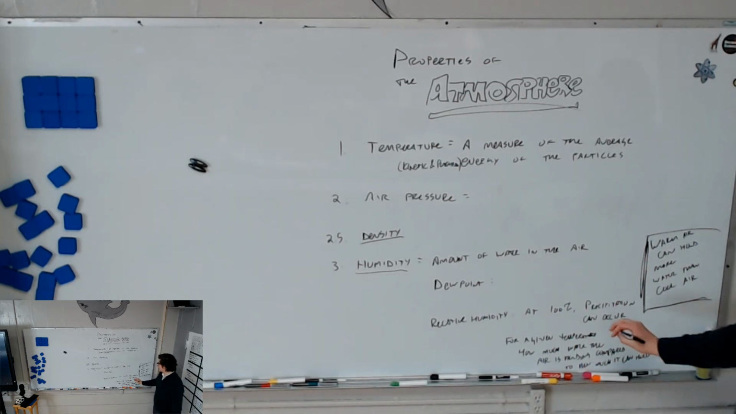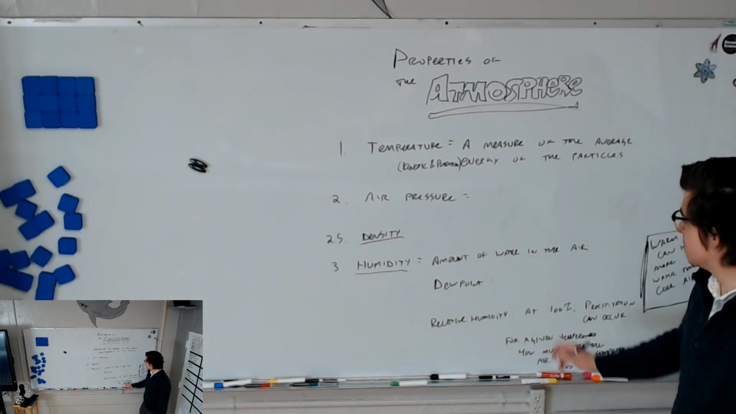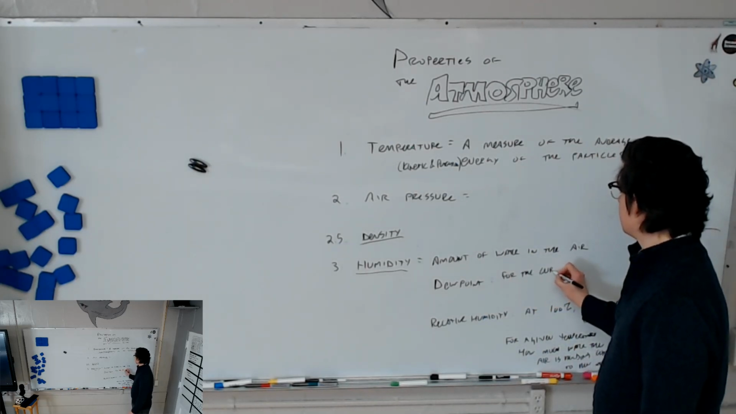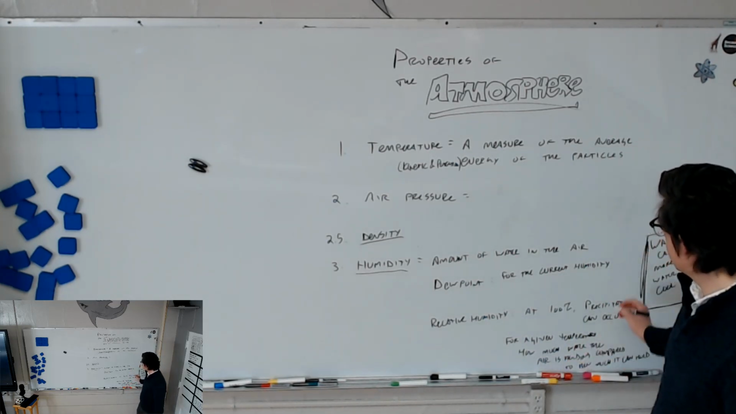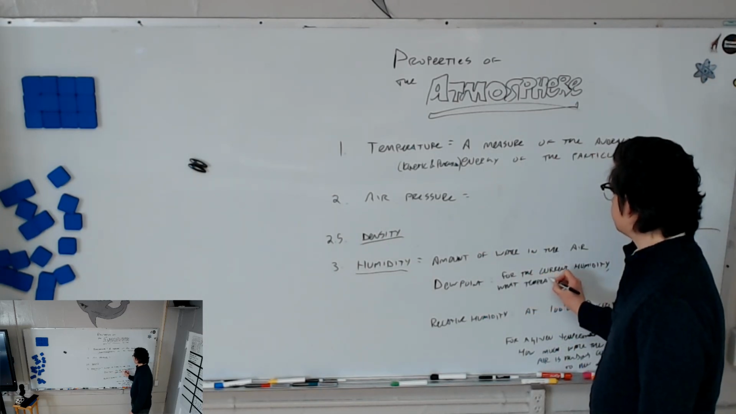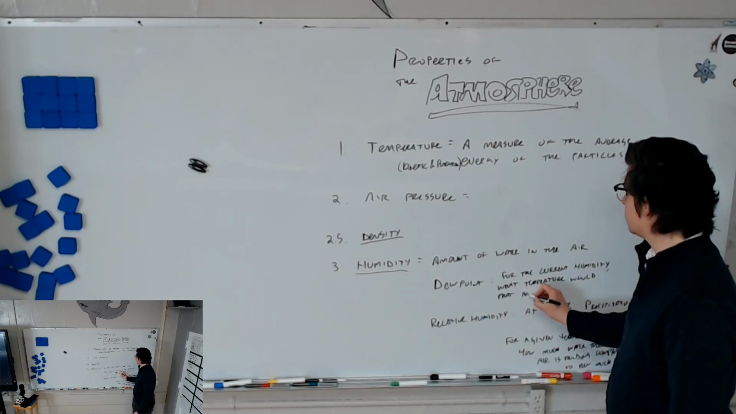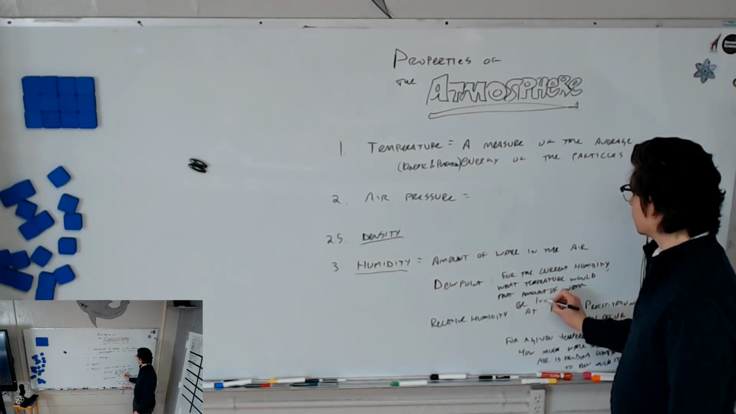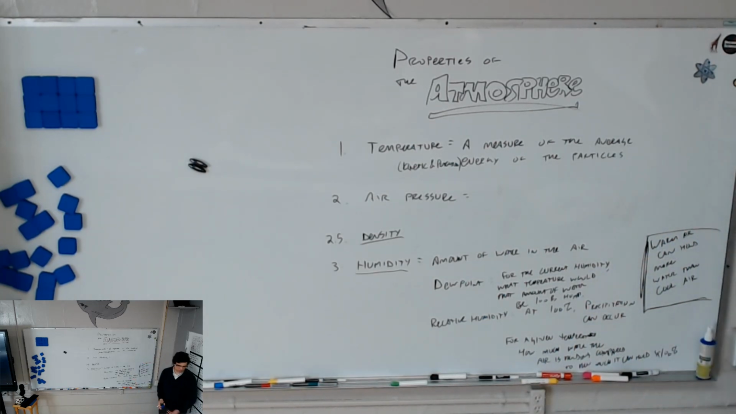Anyway, we're going to talk now about dew point, but the relative humidity makes sense, right? Dew point is, for the current humidity, what temperature would that amount of water be 100% humid? I phrased that kind of weirdly. I don't know a better way, maybe your book has a better way of phrasing it.